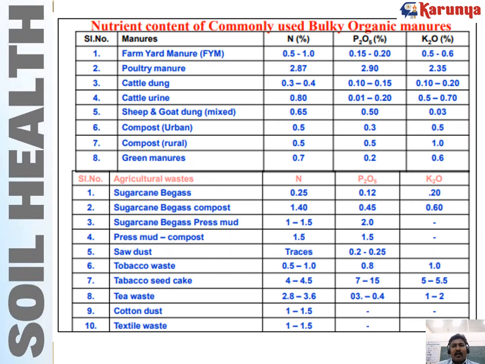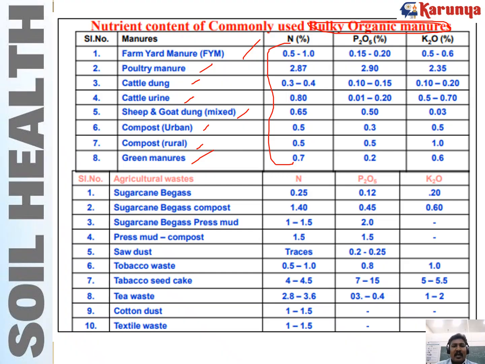And the commonly used bulky organic manure nutrient concentration you can see. So the manures, once you collect the agriculture waste and convert it into manure, like farmyard manure, poultry manure, raw material of poultry waste, and the cattle dung, cattle urine, sheep, goat dung, compost, green manure. Those all have a very minimum amount of nitrogen. So when you compare with the concentrated organic manure, the nitrogen, phosphorus, and potassium content are very low in bulky organic manure. So that is what I have explained in the beginning.